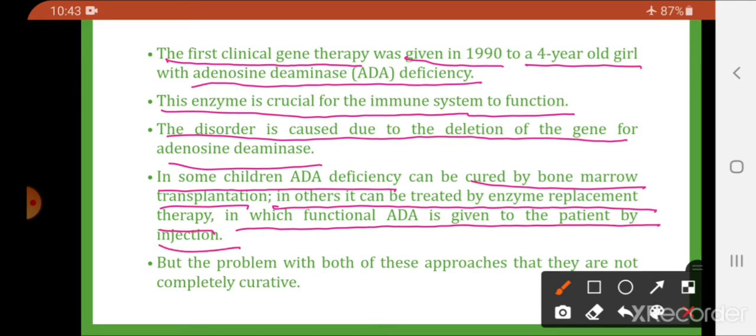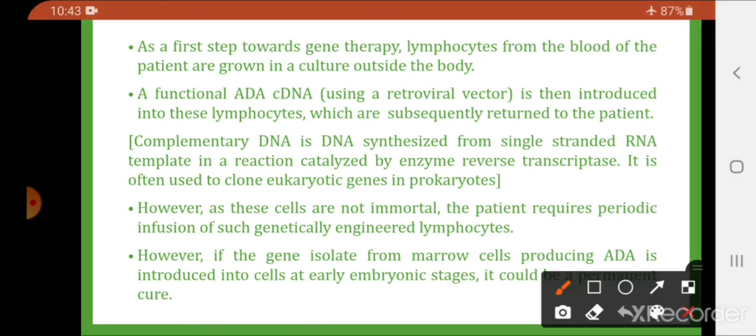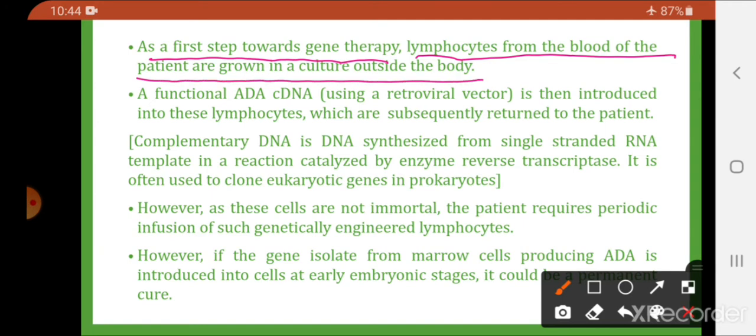by injection. So initially क्या किया जाता था कि suppose bone marrow transplantation करते हैं तो that deficiency can be removed. Another way is to give the person the functional ADA injections. But the problem with both these techniques was that they are not completely curative. ये दोनों approach, that is bone marrow transplant and giving the functional ADA injections, ये दोनों technique completely curative नहीं हैं. So as a first step towards gene therapy, lymphocytes from the blood of the patient are grown in a culture outside the body.